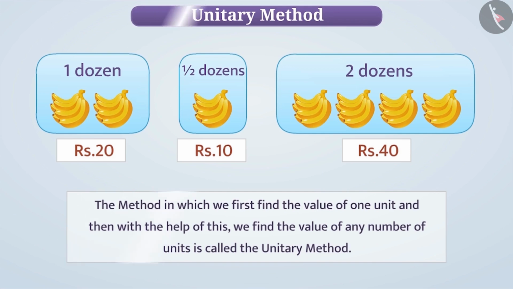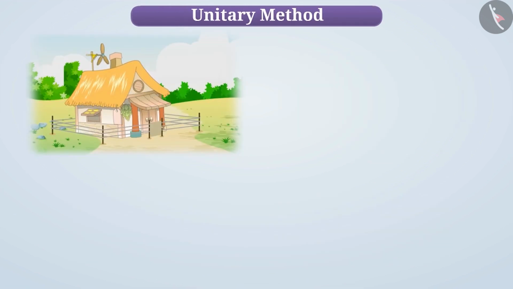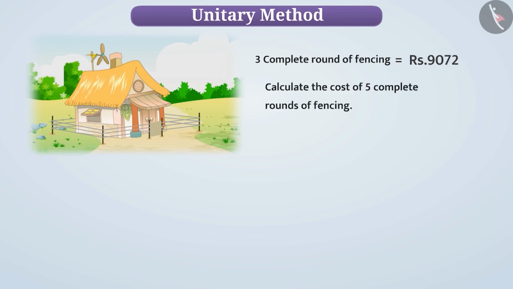Let us understand this with an example. Raju has fenced his house with 3 full rounds of fencing. It cost him rupees 9,072. If he wants to build a fence with 5 rounds, how much is it going to cost him? Can it be calculated? Think for a while.